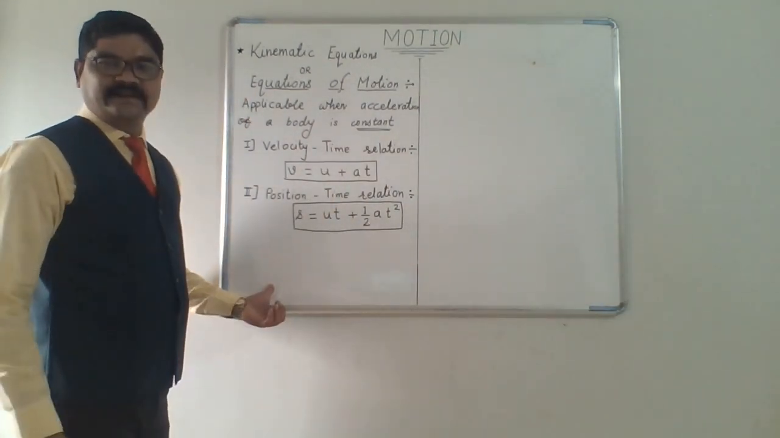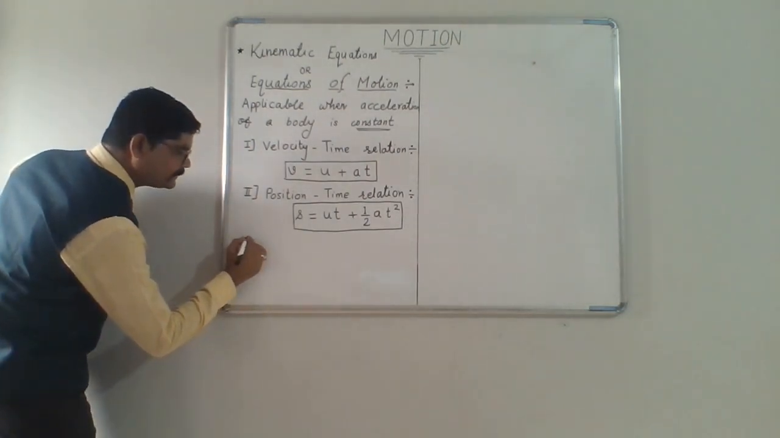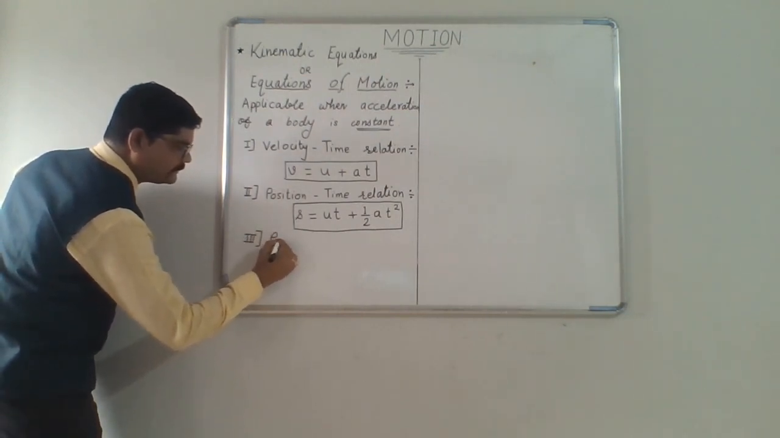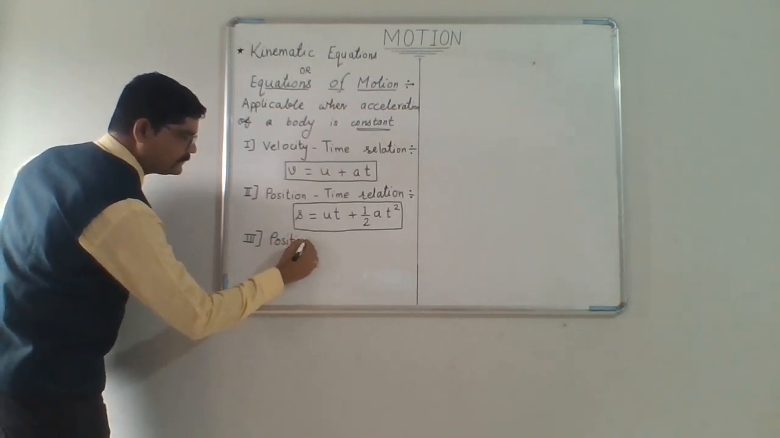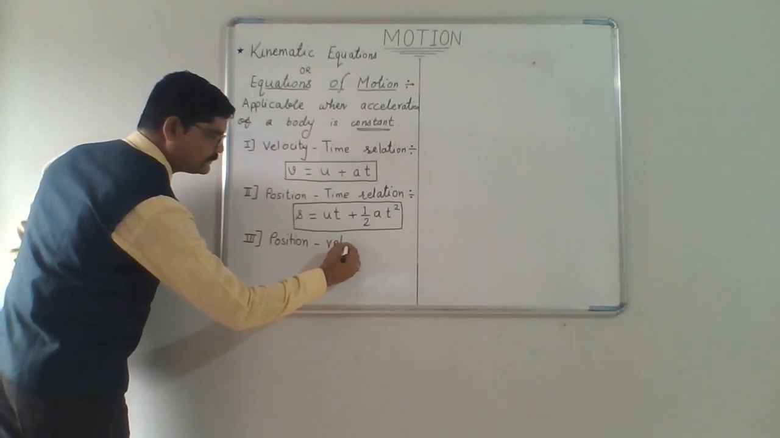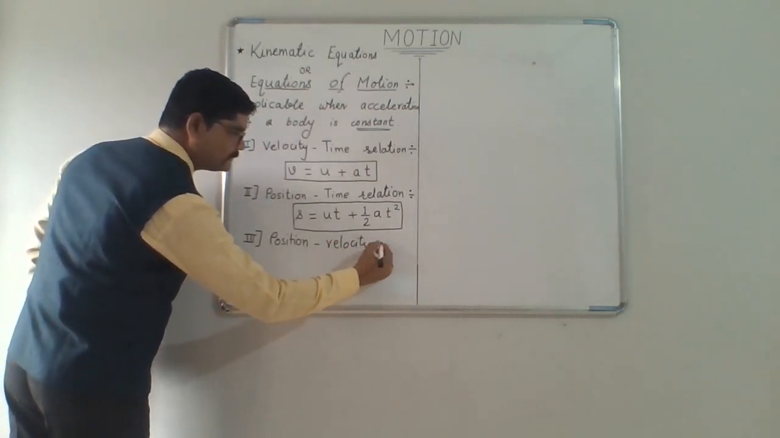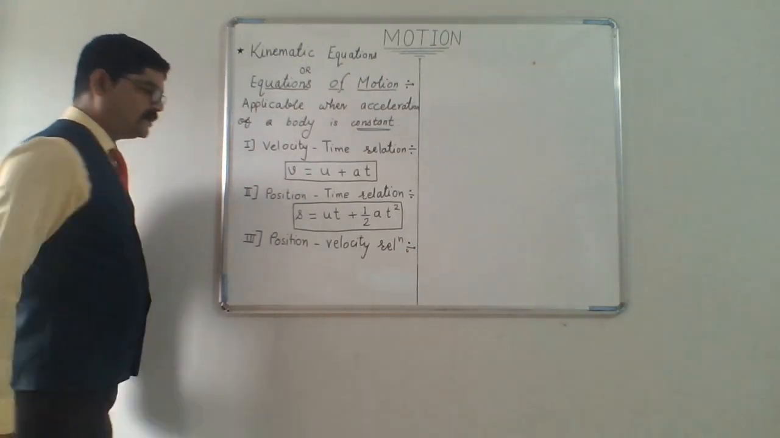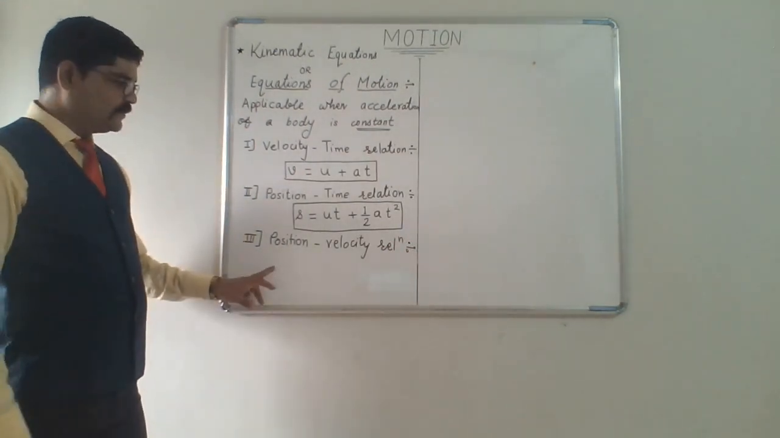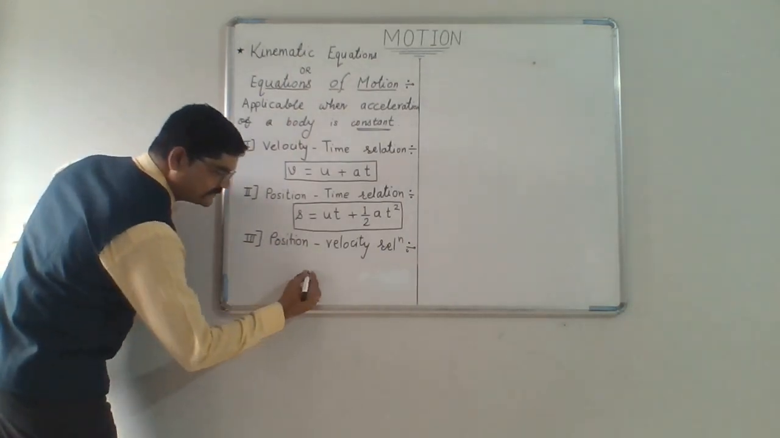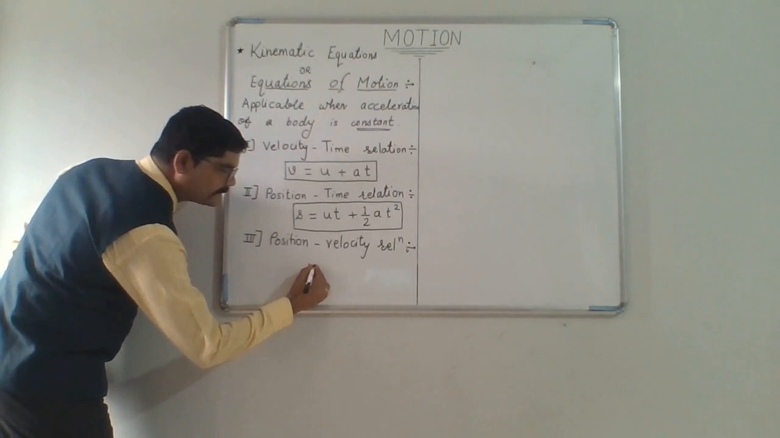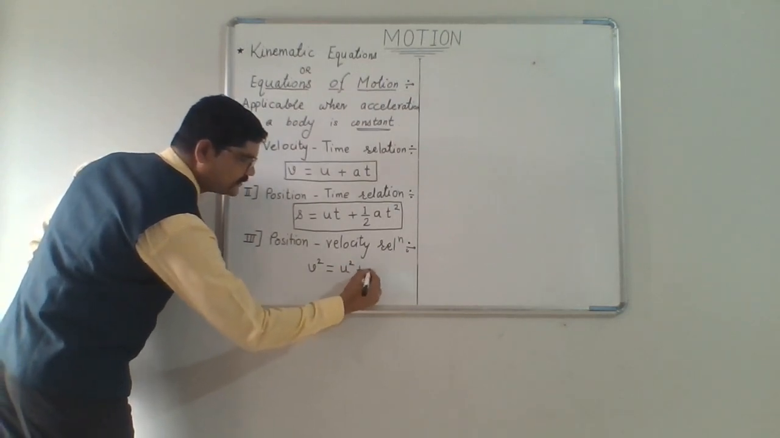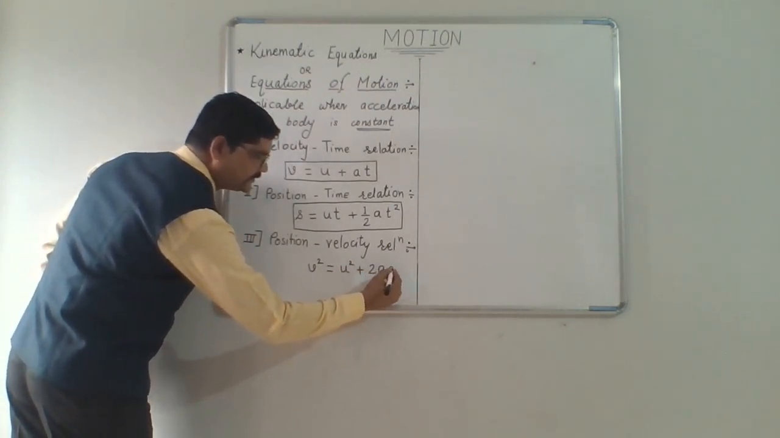And the third relation is the position velocity relation. The third equation of motion is also called the position velocity relation, and it is written as v square equals u square plus 2 a s.